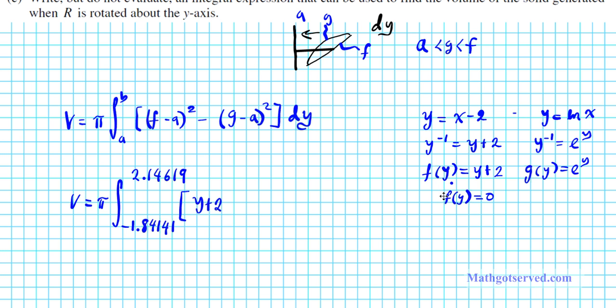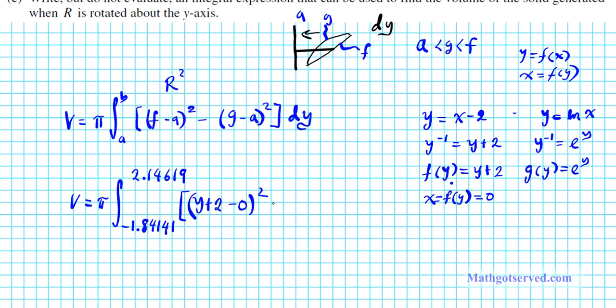f of y is the same thing as x. If you think about it, remember y is equal to f of x, and x can be thought of as f of y. So x, which is equal to f of y, is equal to 0. So it's going to be y plus 2 minus 0, quantity squared. This is the outer radius, think of it as big R squared.